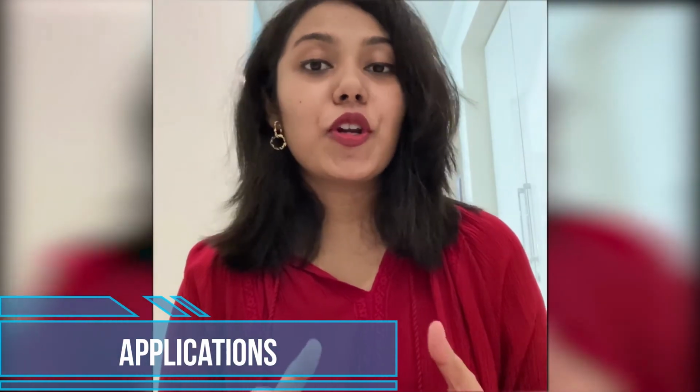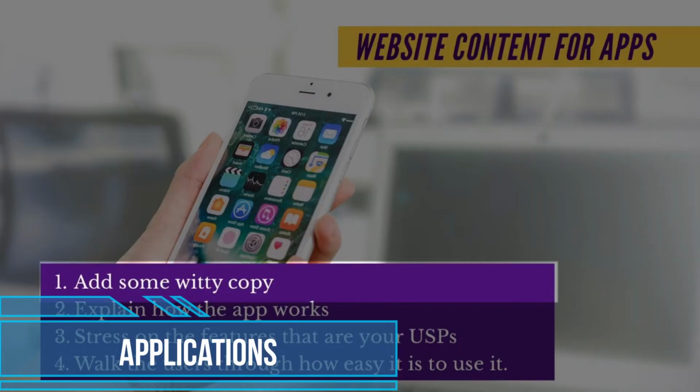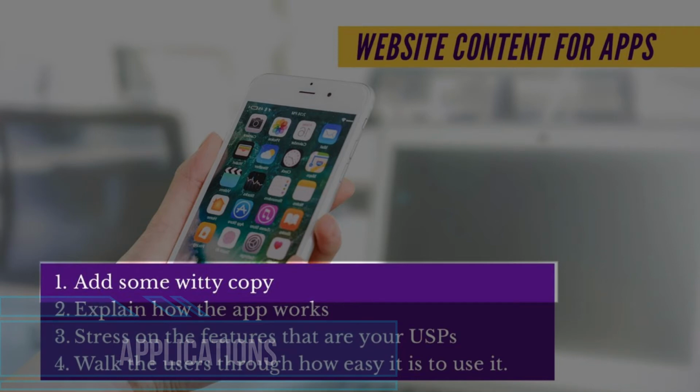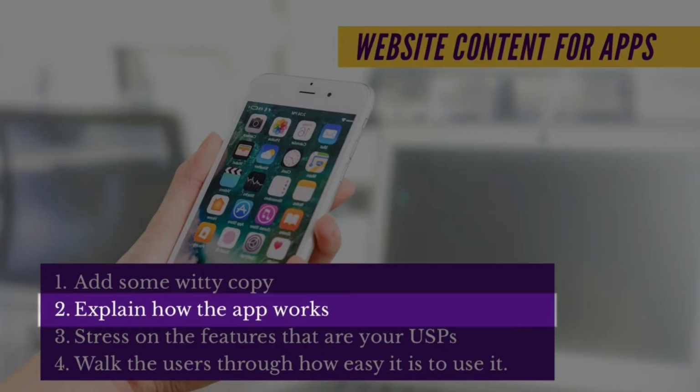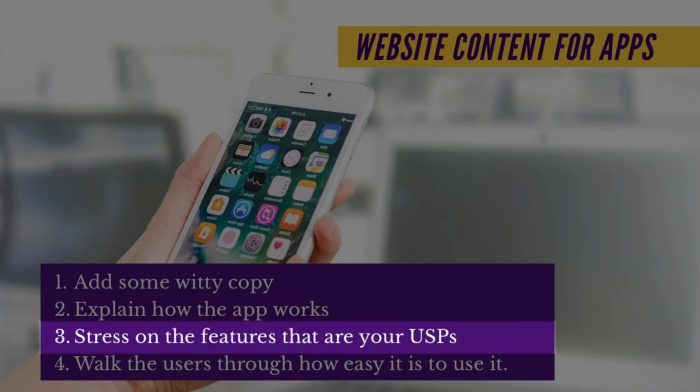And finally, for apps, the websites that you create for apps should have witty and catchy content, just like I told you about e-commerce websites. Secondly, they should focus on what the app does. You should clearly walk them through what your app does, what kind of features they can expect. Thirdly, talk about your USPs. What makes you different from your competitors? How does your app stand out?